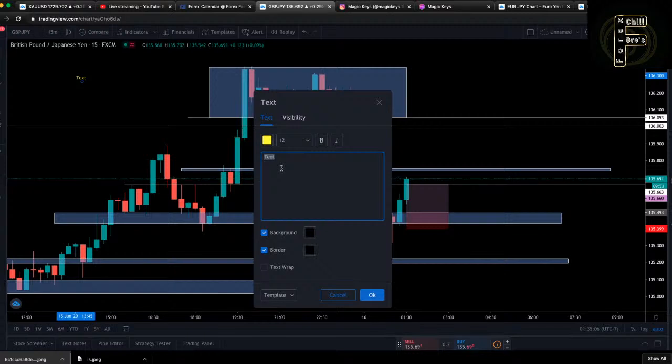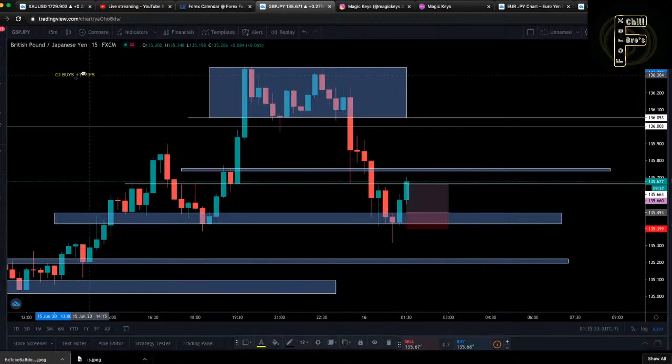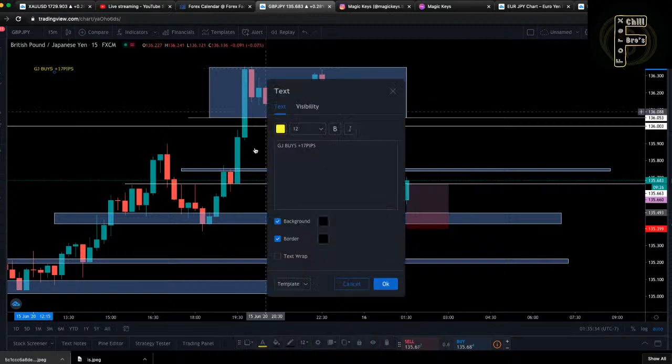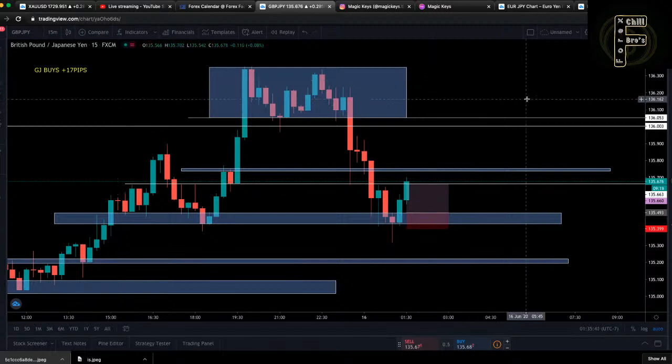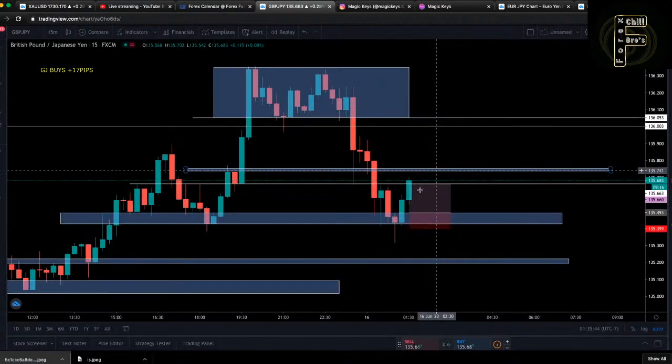GG. GG buys. Plus 17 pips. So anyone who took this trade, that was a nice trade. Yeah, it should push all the way up here. So that's what it is.